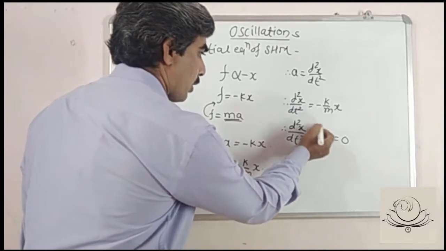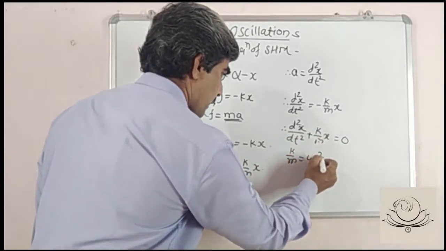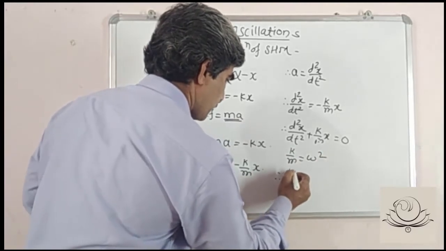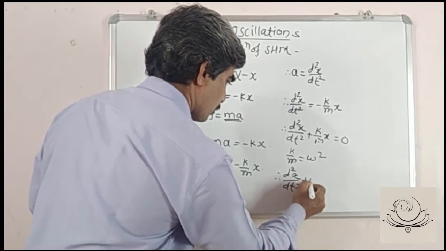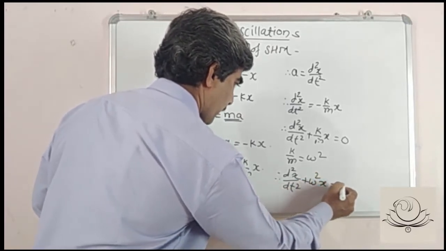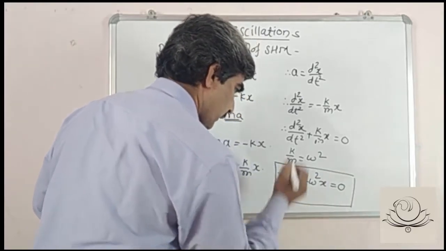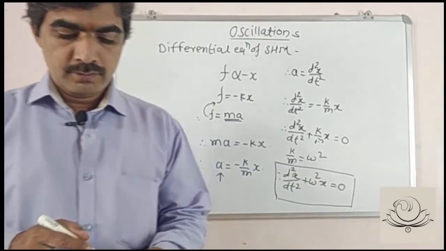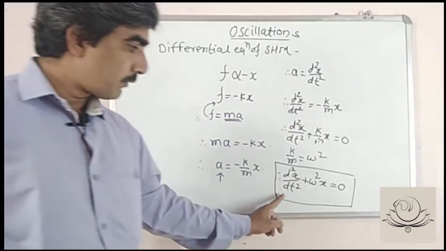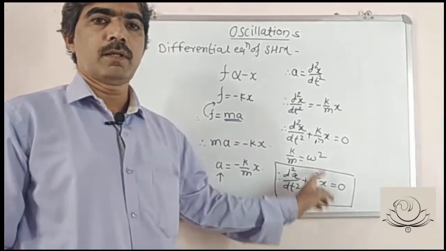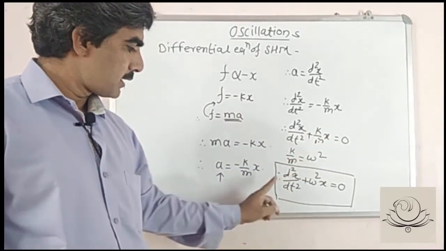Now for this constant, let k by m equal omega square. Hence the equation becomes d2x by dt square plus omega square x equal to 0. This is our required equation for linear simple harmonic motion. This is the differential equation for linear simple harmonic motion. See again, this d2x by dt square is nothing but acceleration.